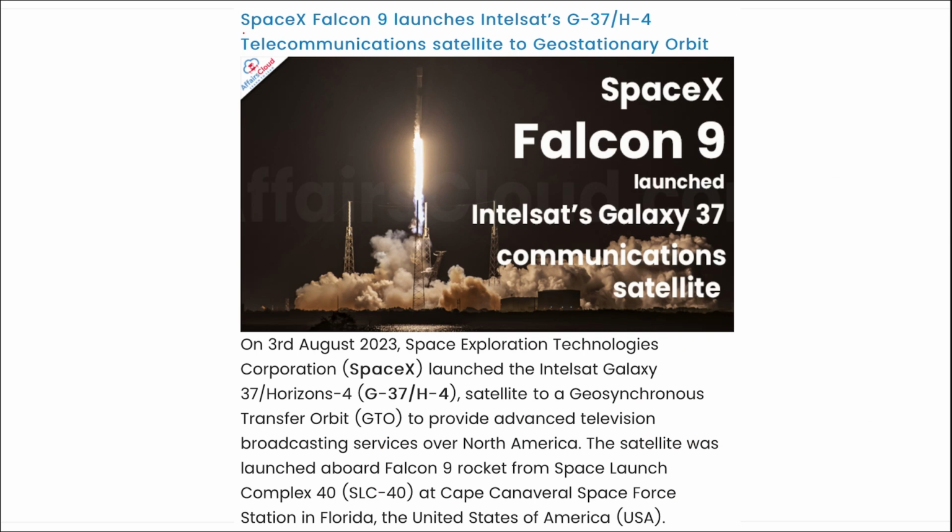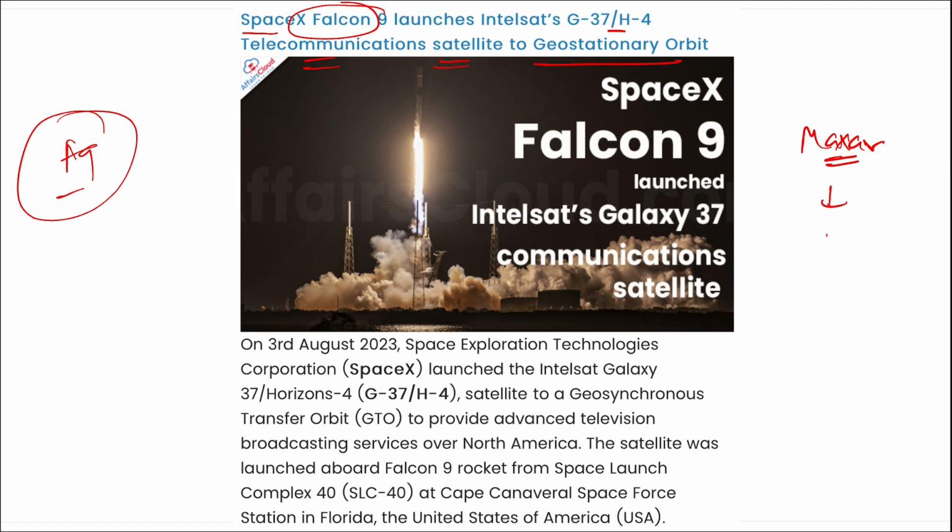Next is Falcon 9. SpaceX Falcon 9 has launched the Intelsat G37H4 telecommunication satellite to geostationary orbit. Correct? And these were launched from the Falcon 9 rocket. The satellite was manufactured by Maxar Technologies, a space technology company in the United States, and it was the 52nd orbital launch for SpaceX in 2023. Correct? And the sixth launch for this particular Falcon 9 first stage booster. So coming back, remember this was Intelsat's G37H4 telecommunication satellite that was launched into geostationary orbit using the SpaceX Falcon 9 rocket.